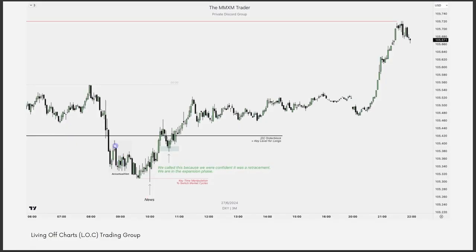If we look at this, we've got an accumulation prior to that news release, right? Then there's a key time manipulation to switch that market cycle, right? So we dip down lower first, so we expand lower and then reverse, and then there is a fair value gap left behind, which is perfect for longs because everything is lining up, right? We're going from a higher time frame consolidation into an expansion lower to reverse, and then on the lower time frame it's confirmed as well.